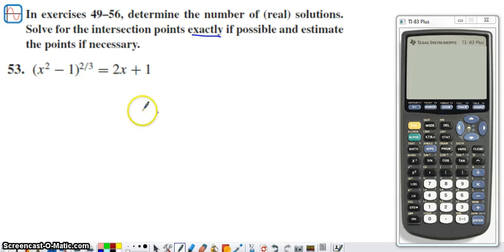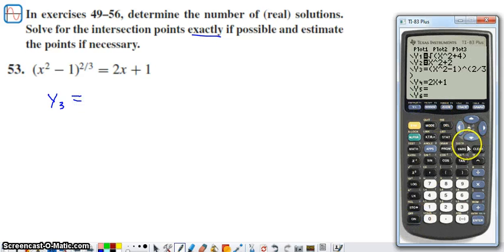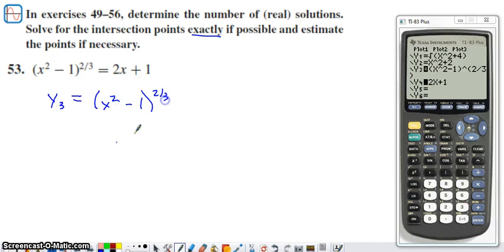So what I'm going to do is graph y3 and y4 on my calculator, just because I didn't want to waste time typing these in on the video, so I typed them in beforehand. I'm going to shut off those previous two graphs and turn on the graph of this as y3. So y3 is going to be x squared minus 1 to the 2/3 power, and then the graph of y4 is going to be 2x plus 1. I'm only going to graph those two things.